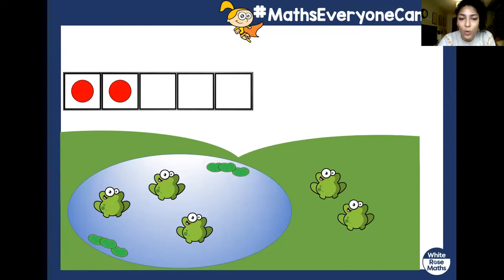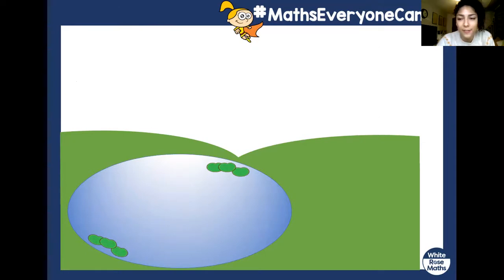1, 2, 3. And how many frogs on the grass? 2. So we're going to use the yellow counters. 1, 2. Okay, and then we can see how many we have all together. There are 5 all together. Well done. 3 and 2 make 5. Good work. There's the number 5. Right, let's find out how many frogs we have this time.